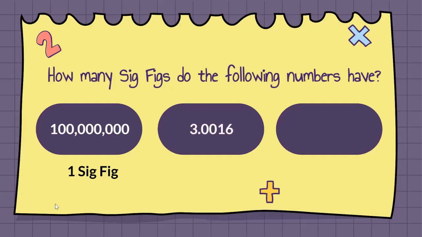What about this number? It has 5 sig figs. All of the numbers matter and the zeros matter because they're in-between zeros. So all of the numbers are significant. And our last example, it has 4 sig figs. The 2 and the 5 are significant. The leading zeros are never significant, so both of the zeros in front of the 2 are not significant. The trailing zeros are significant, so the trailing zeros do matter here because we have a decimal.